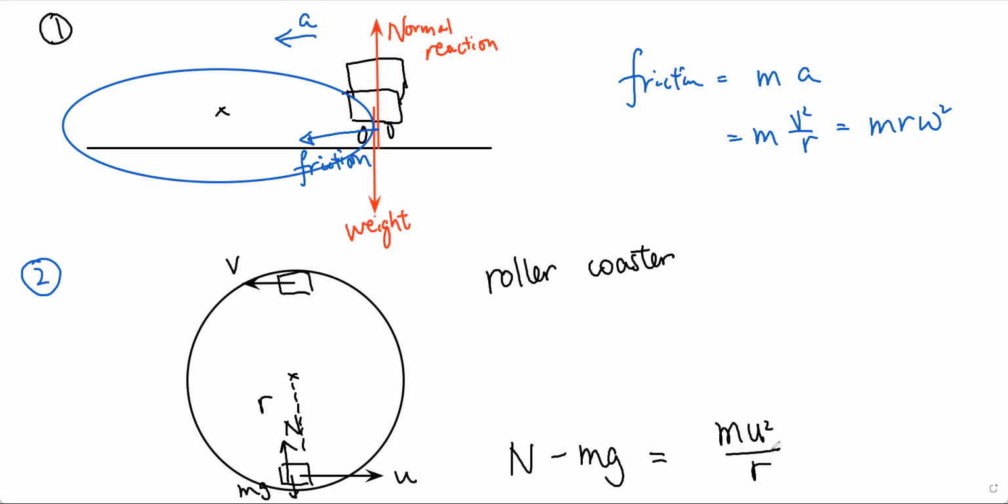This is the net force. He asked what is N minus mg. N is the normal reaction. N minus mg is the net force. Now, why is it mv squared over r? Because it's ma, and a is v squared over r. We have derived it before. That is the centripetal acceleration.